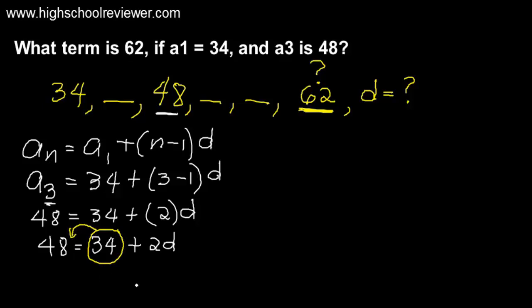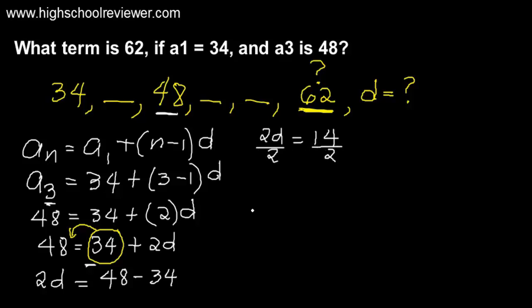So we can rearrange this. Okay, so 2d, we will put here positive 2d, and we have here positive 48. If we transpose positive, it will change sign. This will become minus 34. So 2d will be equal to 48 minus 34. This is positive 14. So to find D, we need to divide both sides of the equation by 2.